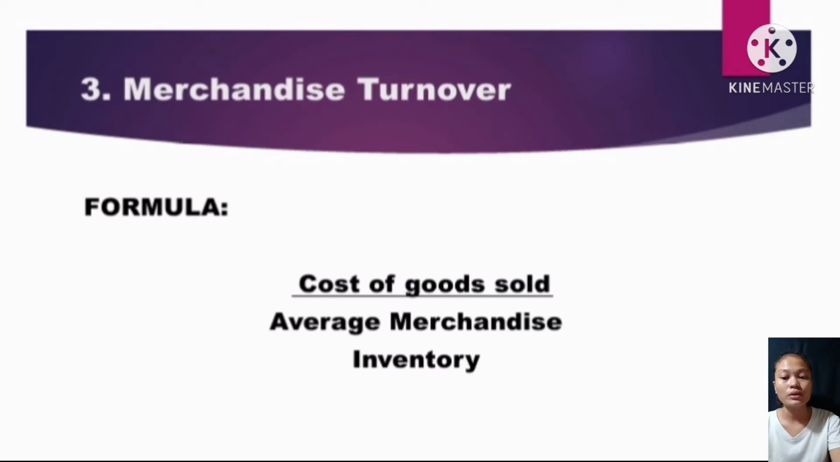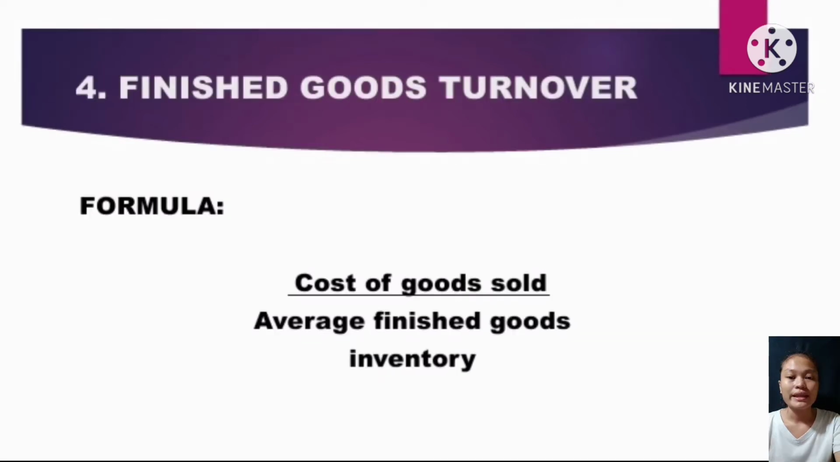Merchandise turnover suggests the number of times the average inventory was disposed of during the accounting period. It also signifies the over or under investment of the firm in inventory. Finished goods turnover. Formula is cost of goods sold divided by average finished goods inventory. Suggests the number of times the average inventory was disposed of during the accounting period. It also signifies the over or under investment of the firm in their inventory.